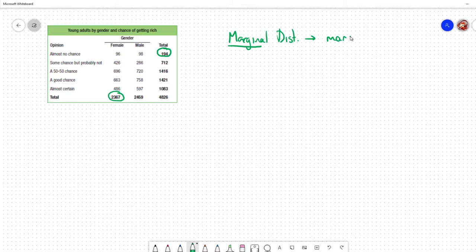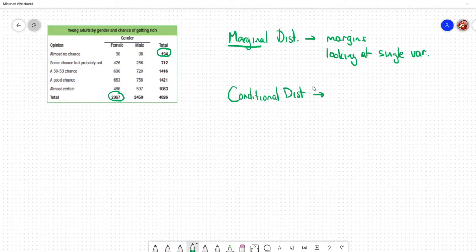So marginal distributions look at a specific variable. Okay, it's looking at a single variable. So understand there's two variables here in this table. There's gender and then there's opinion. Now, when we look at a conditional distribution, then we're looking at two things happening at once.